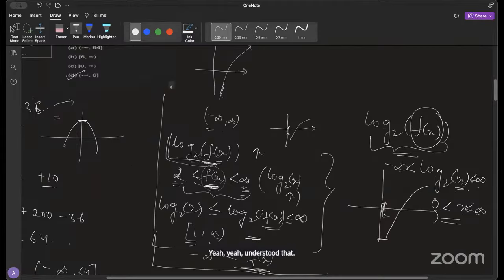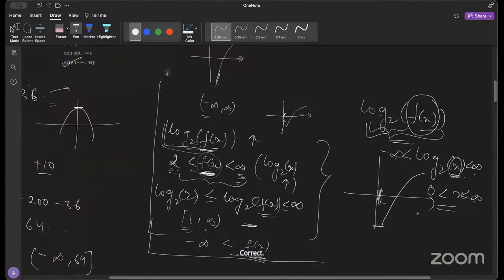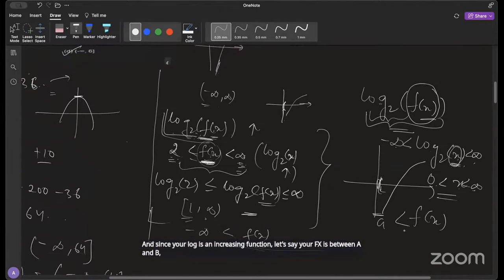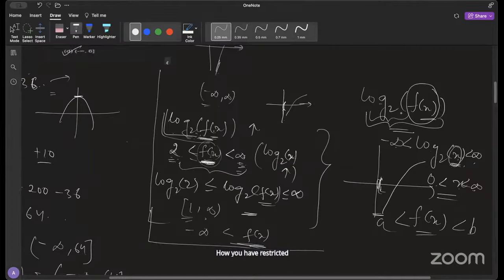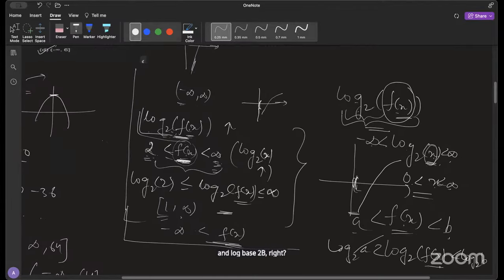So it depends on x, right? If I change this x, if I take f(x), it should change. And since your log is an increasing function, let's say your f(x) is between a and b. Now you have restricted your f(x), that means the argument of log you have restricted. So as your f(x) increases, your log also increases. Correct. So if your f(x) is between a and b, the log base 2 f(x) should be between log base 2 a and log base 2 b, right? That's all. That's why I've explained this thing here.